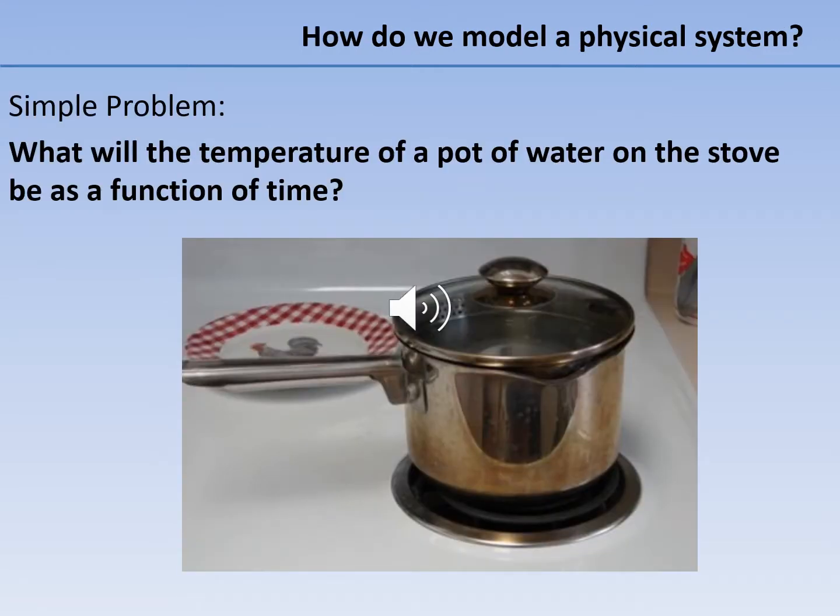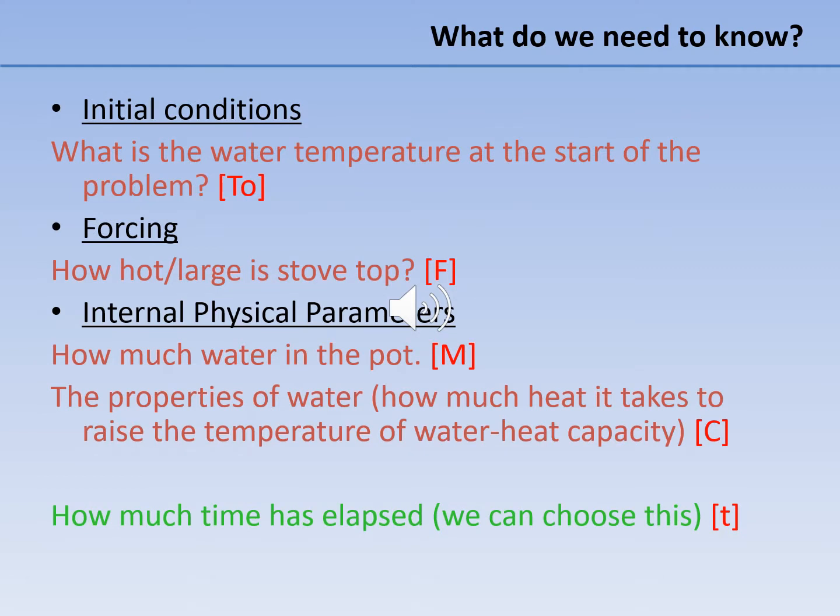So how do we model a physical system? Let's try to understand modeling through a simple problem. What will the temperature of a pot of water on the stove be as a function of time? So what do we need to know?